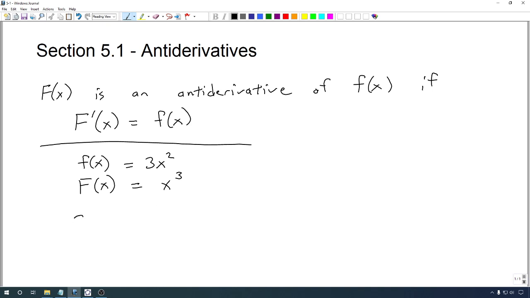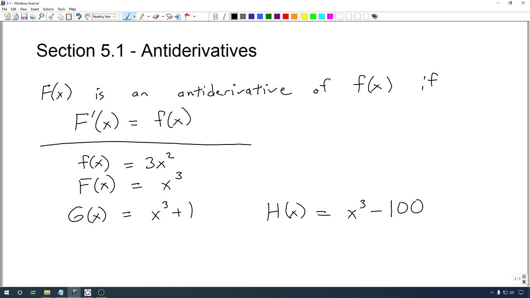Take, for instance, capital G of x is x cubed plus 1. When we differentiate x cubed plus 1, the 1 goes away, and we're just left with the derivative of x cubed, which is 3x squared. So differentiating G gives us little f. Or we could even say h of x is x cubed minus 100. Use a different number there instead of plus 1. We get the same result.